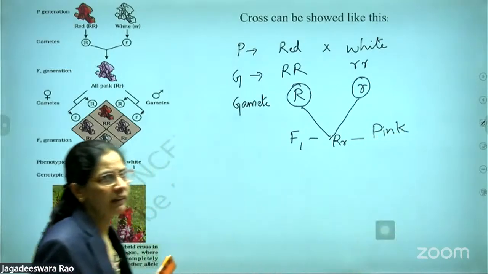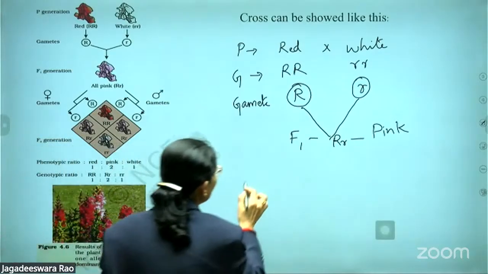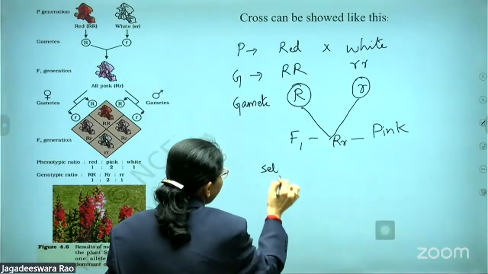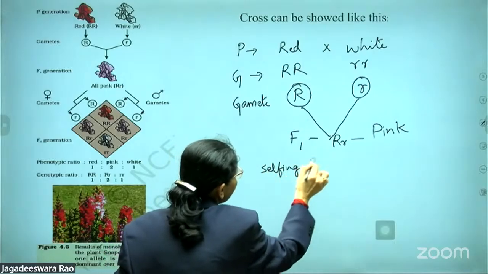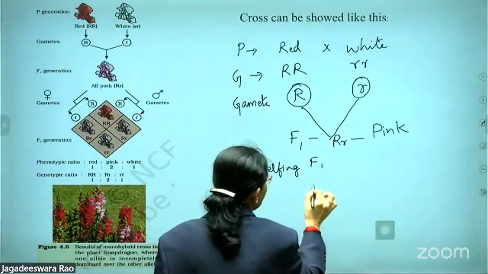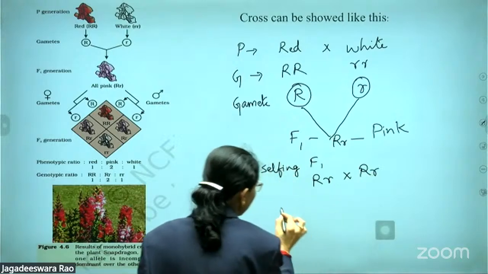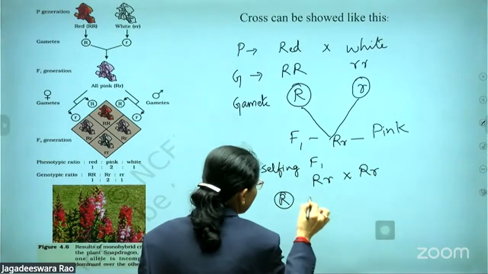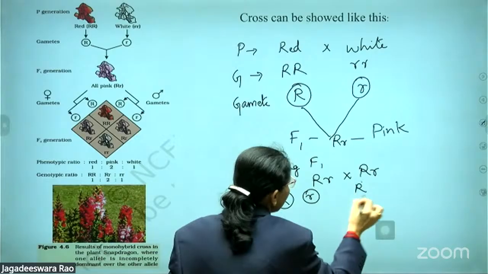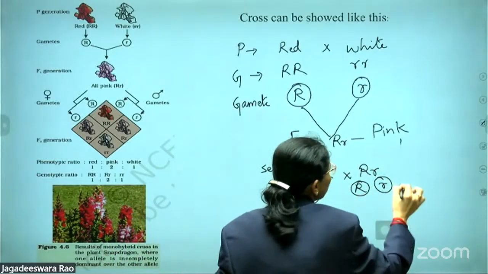That is pink color. Hybrid means there will be pink color. Now, when we do the selfing of F1, what do we get? Let us use the Punnett square. We get capital R capital R small r. Here the gametes are capital R, small r and capital R, small r. Let us draw the Punnett square here. Let me show it here.